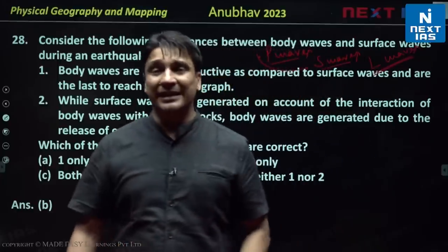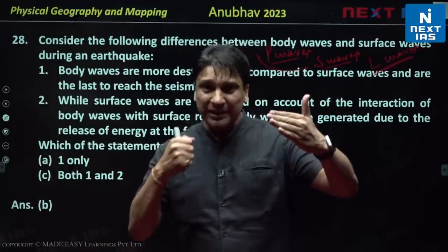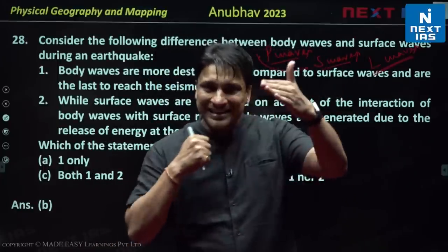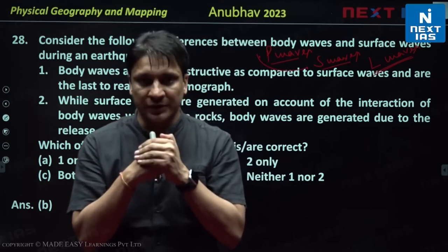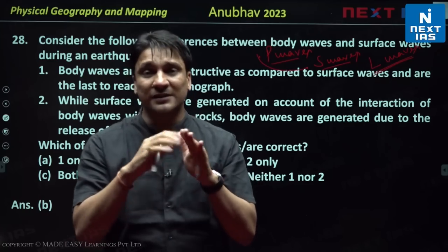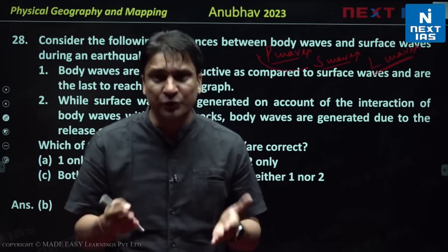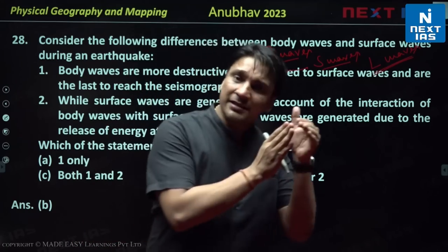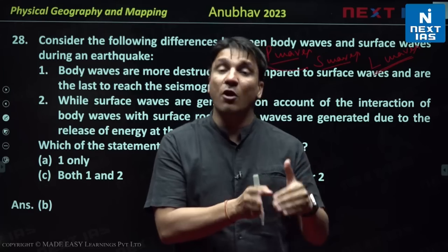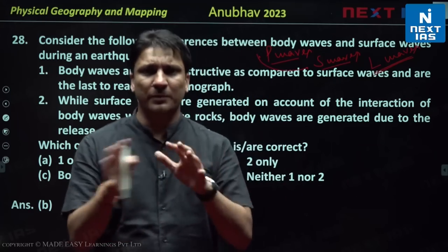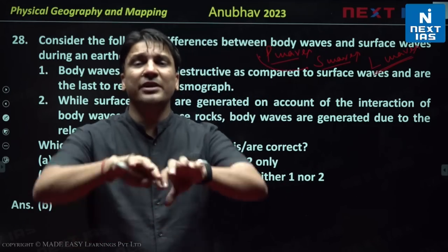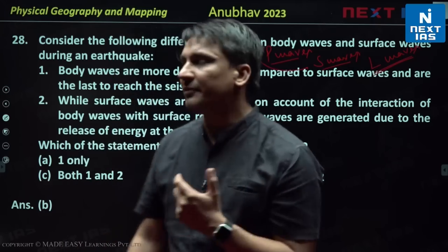Surface waves basically develop when body waves reach the surface and strike the surface rocks. So when body waves strike the surface rocks, another set of waves is produced, which is called surface waves. Some of the surface waves are longitudinal, some are transverse. So a number of waves are generated, which are collectively called surface waves.